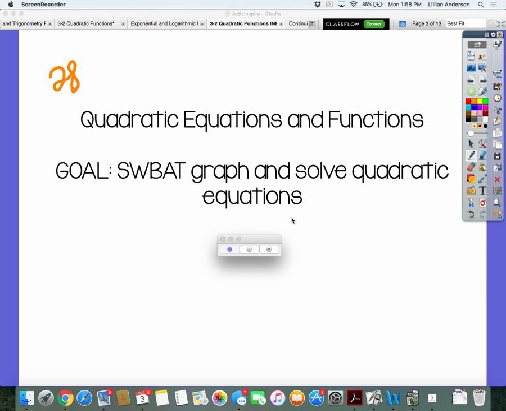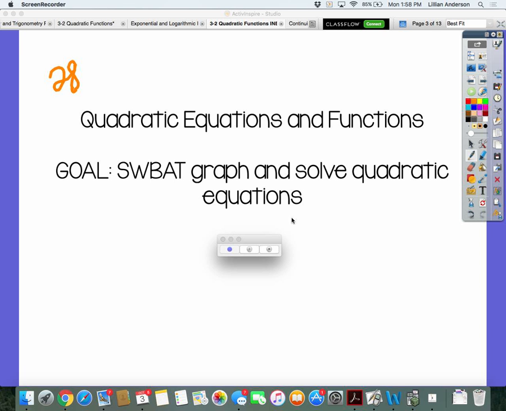All right, we're on page 28 of our notebooks. It is quadratic equations and functions. Please make sure that you get down the goal. We're using page 27 for your prep work, so make a note of that. So when you get it back, you have that. But on page 28, we're starting quadratic equations and functions.